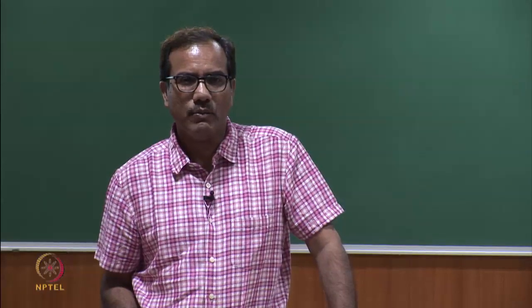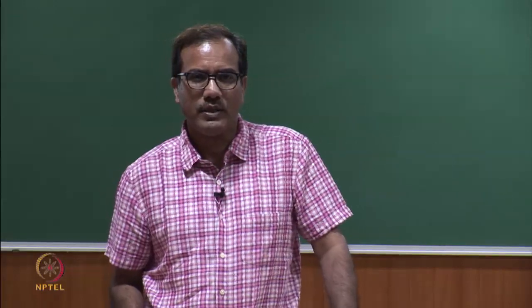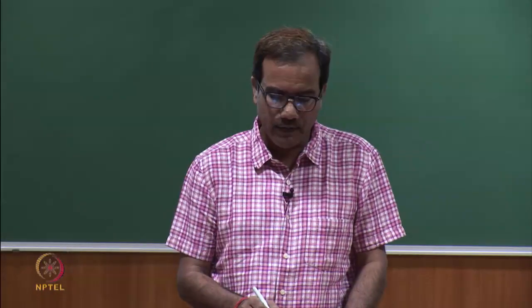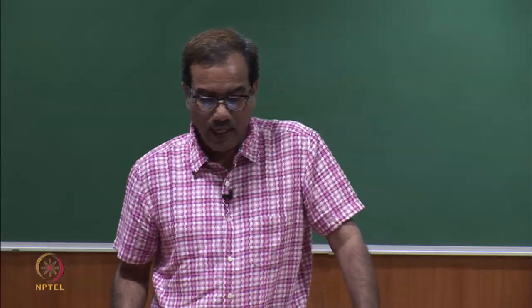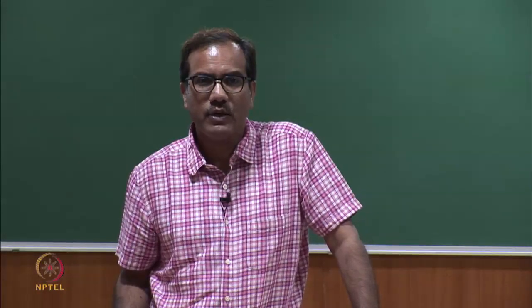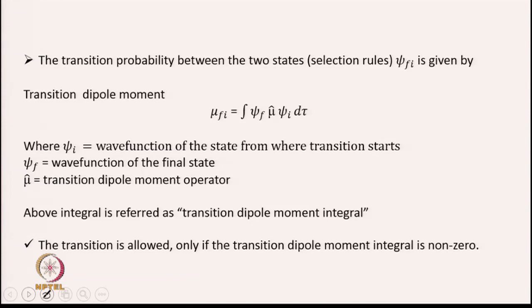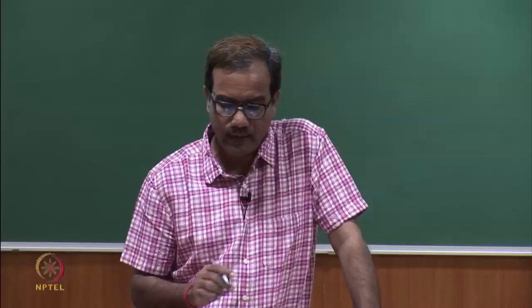So, we will go one by one and see how they affect the intensity of your spectral lines. First thing is your transition dipole moment. The transition probability between two states, for example, from state i to state f, is given by this formula, where mu_fi is the transition dipole moment and psi_f is the wave function of the final state.